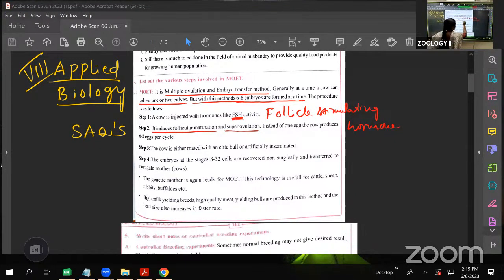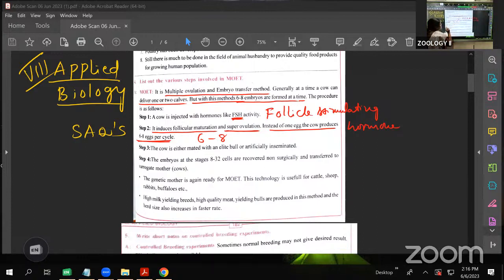Instead of 1 egg, the cow produces 6 to 8 eggs per cycle. Just like humans, cows are also mammals, and they normally produce one ovum per cycle. But because we are injecting FSH, the follicles produce 6 to 8 eggs at a time instead of 1.